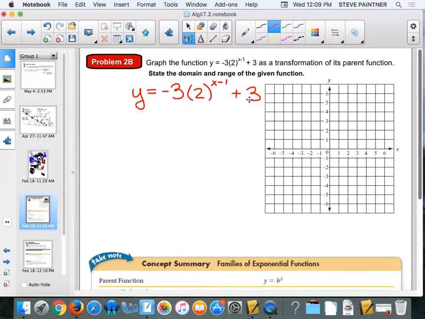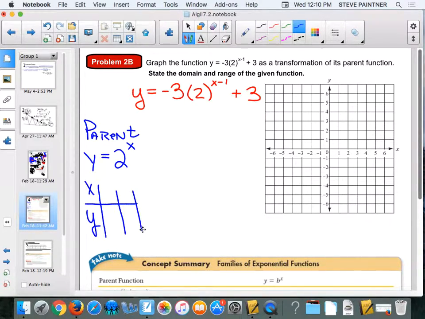Okay, you have to be so careful about how you do this. First of all, somebody tell me the parent. What's the parent? 2 to the x. Okay. A quick table. Negative 2, negative 1, 0, 1, 2. Fill it in, and then we'll talk about the moves. Okay? We'll talk about the moves. How are you doing? Everybody okay? Get the parent graph, and then we'll do the transformations.